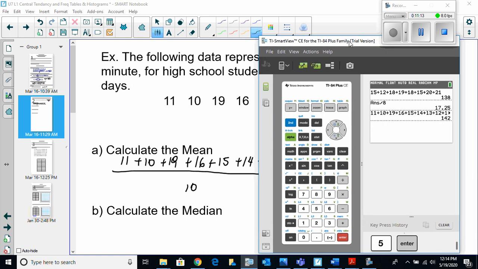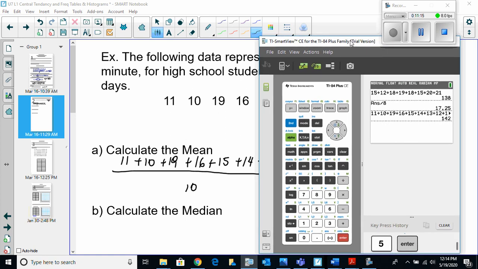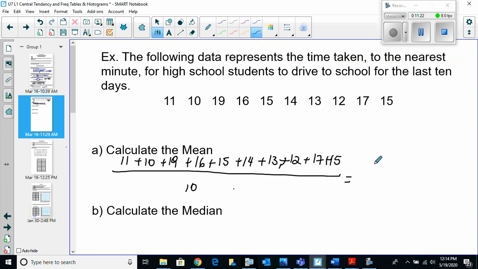Enter. And we'll see that 141 divided by 10 is 14.2. So in this case, we will have 14.2 minutes as the average.